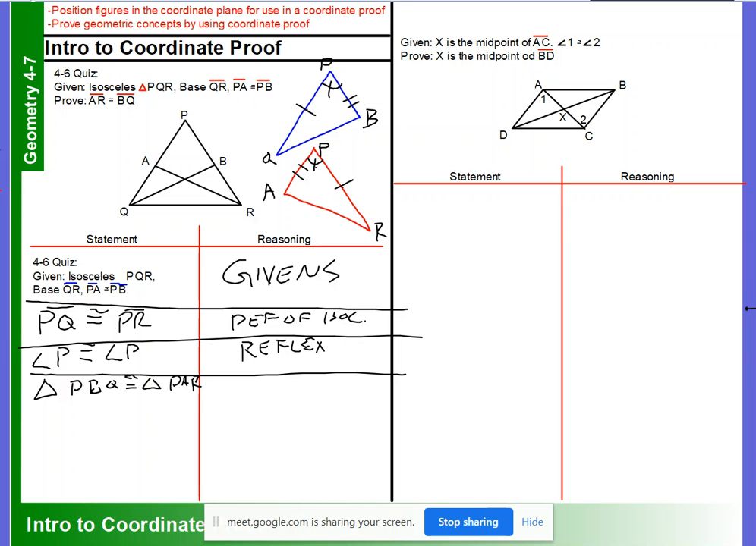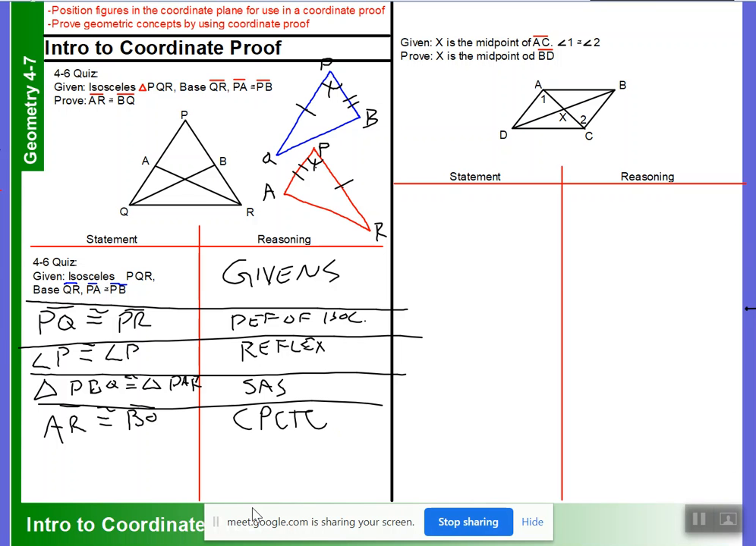Okay. And you said, what did you say, SAS? Yeah. Okay. And then because of that, your CPCTC, yeah, for AR is congruent to BQ. All right. Great deal.